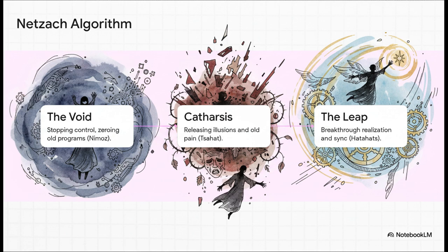This step requires stopping your desperate need to control everything and letting old programs just zero out. Step 2 is catharsis, guided by Tazah. This is the painful but incredibly necessary release of your illusions and old pain. And step 3 is the leap, guided by Hatzahatz. This is that massive breakthrough realization where your intuition and your will synchronize, accelerating time to manifest your goal.